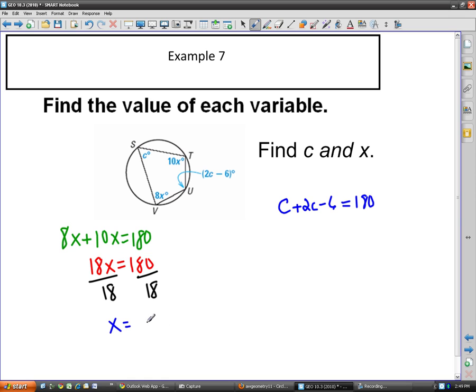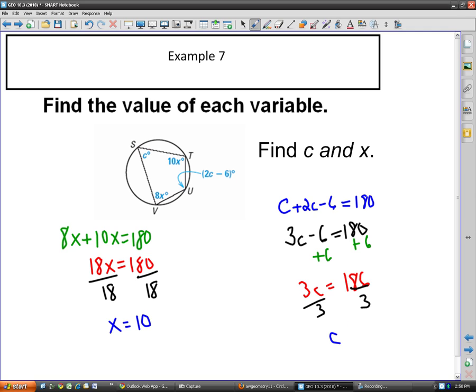The next one, we've got to combine like terms. And when I combine like terms, I end up with 3c minus 6 equals 180. If I now add 6 across the equal sign, I'm left with 3c equals 186, and then if I divide by 3, my c value in this case will be 62. And so I can check these by plugging them in.